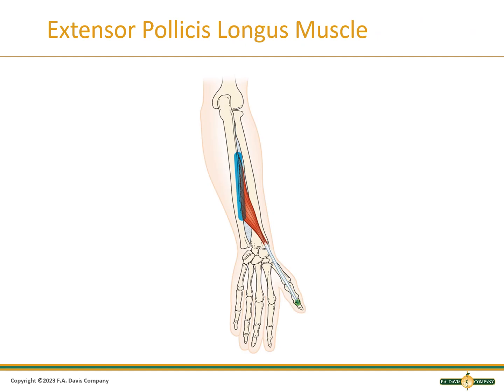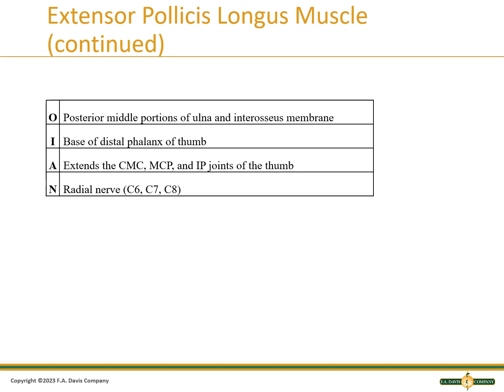Extensor pollicis longus is extensor pollicis brevis's longer friend. So longus meaning long, brevis meaning short. We're still looking at extensor being an extension motion, and pollicis meaning thumb. We're originating on the posterior middle portions of the ulna and the interosseous membrane to insert on the base of the distal phalanx of the thumb. So extensor pollicis longus serves to extend the CMC, MCP, and IP joints of the thumb. Because longus, it is inserting more distally, it has influence over all three joints of the thumb there. And being an extensor muscle, it's going to be located on the posterior side, and it is innervated by the radial nerve.